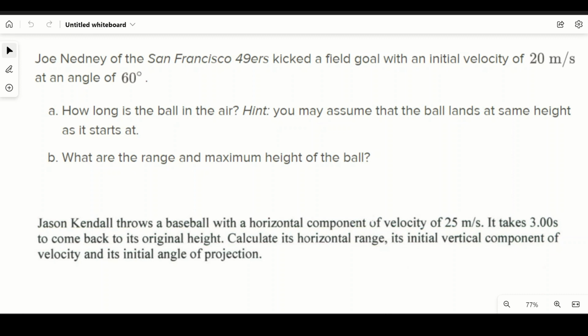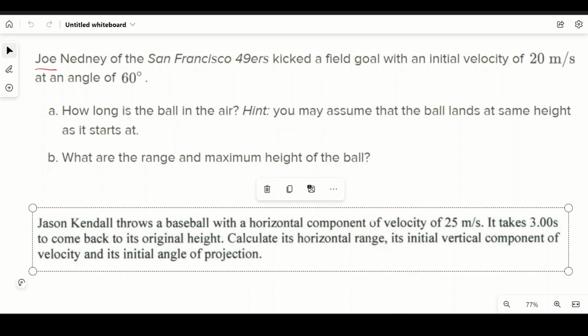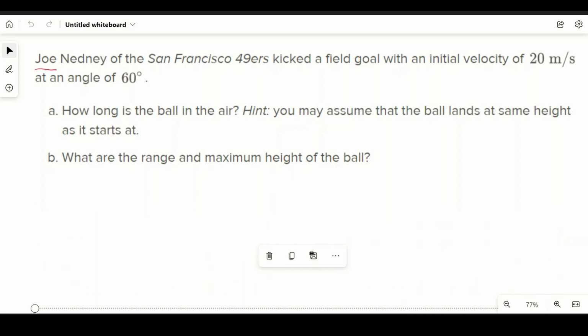First question is: Joe Nedney of the San Francisco 49ers kicked a field goal with an initial velocity of 20 meter per second at an angle of 60 degree. So first we will solve this problem, then we will solve the next problem. So let's move it downward.